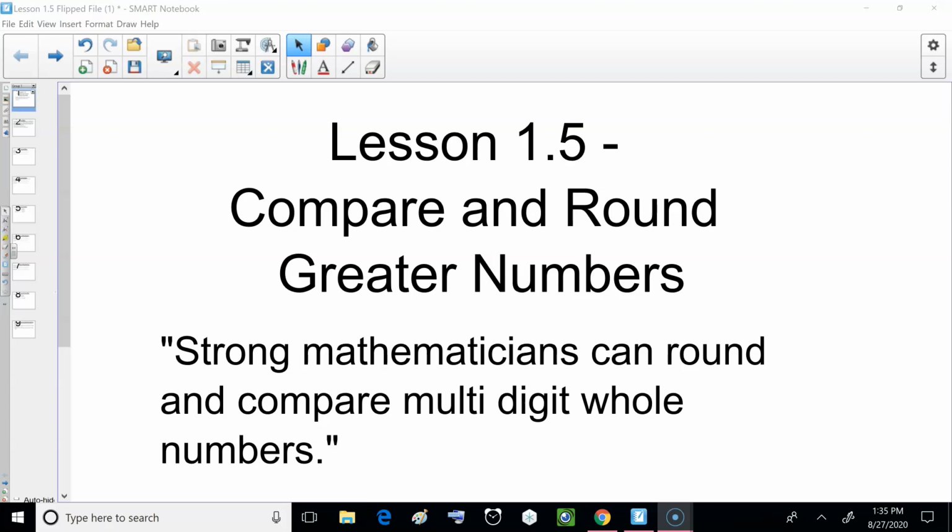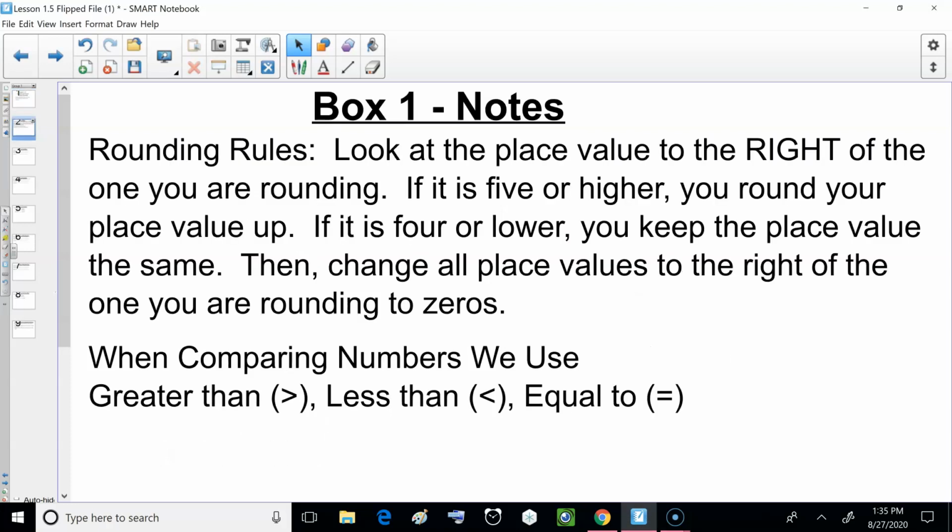So welcome class to today's lesson, lesson 1-5, compare and round greater numbers. Strong mathematicians can round and compare multi-digit whole numbers. So we did some comparing and some rounding already, with numbers up to 1,000. Now we're going to go even bigger, since we learned about thousands and 10,000s and 100,000s in our last unit.